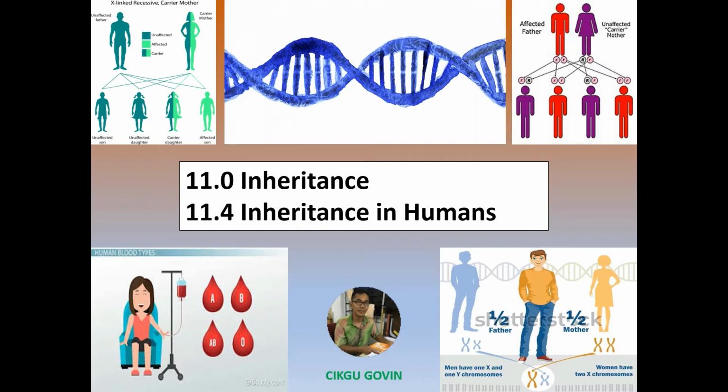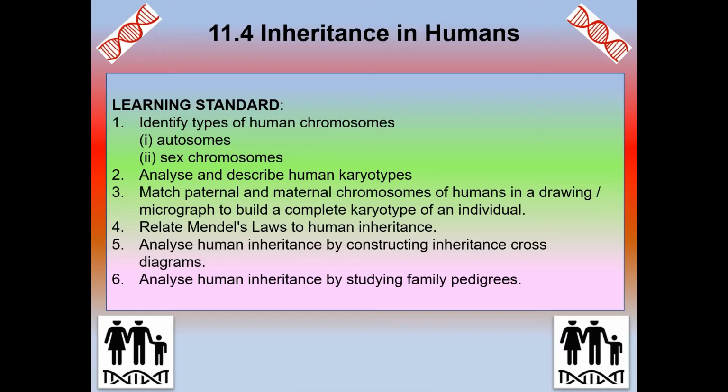Our topic today is chapter 11, Inheritance, and our subtopic is 11.4, Inheritance in Humans. Here are the learning standards. Learning standard number 1, identify types of human chromosome, autosome and sex chromosome. Number 2, analyze and describe human karyotypes.